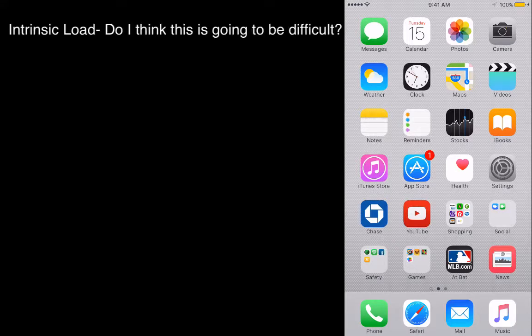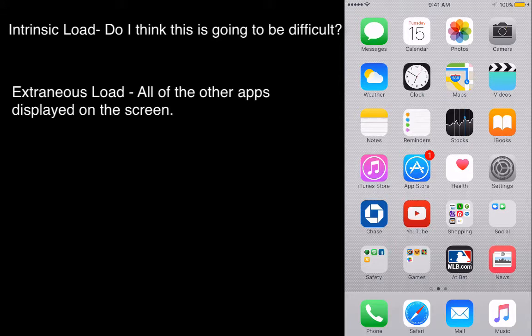Intrinsic cognitive load could come from their lack of experience with using a smartphone, and they may perceive that this is going to be a difficult task, which would increase the load on their working memory. Extraneous cognitive load could come from seeing all the other apps on the phone and not knowing what they do or what they're for, and so you might be distracted by the other apps on the phone instead of paying attention to the one that we should be using.